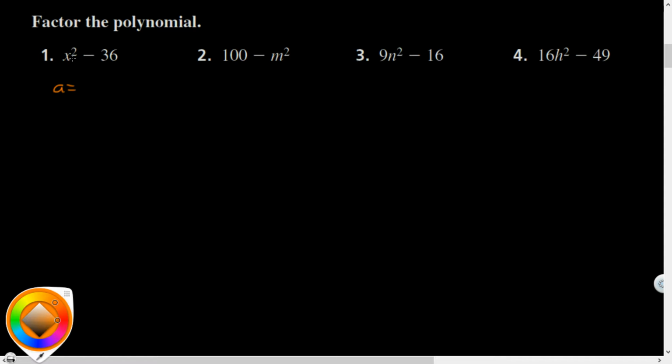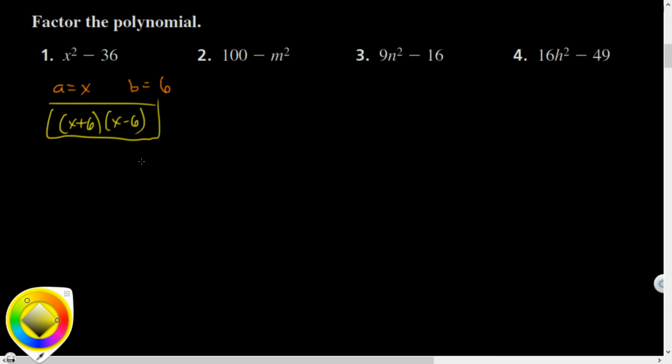So I'm going to say a would equal x here. B would equal the square root of 36 is the way I could ask that. Or I could say what squared is 36? And it's 6, yeah. So this is going to be x plus 6, x minus 6. Done. Speedy Gonzalez.